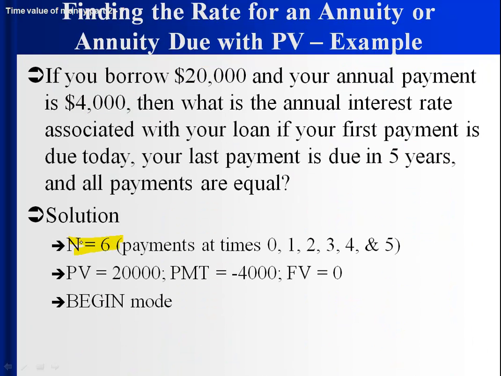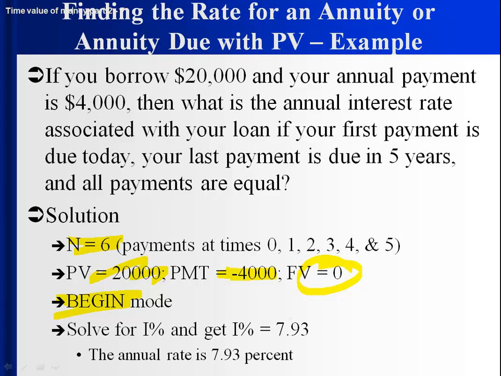So 6 payments, start right away for $4,000. We pay them, that's why it's negative 4, nothing extra. Their present value is negative 20, and so what's the rate on this loan? It is 7.93% per year.